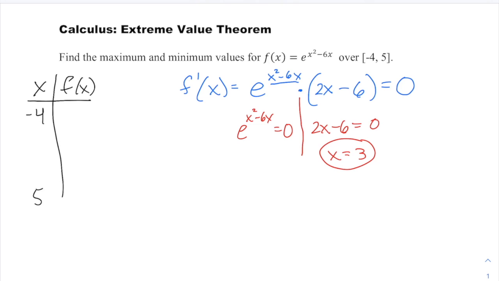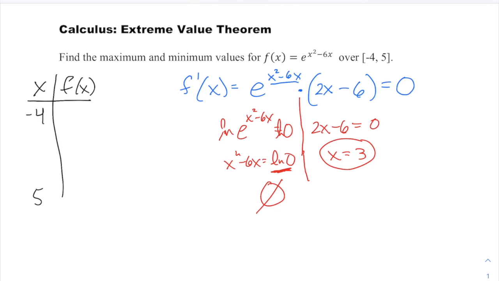And where does e to the x squared minus 6x equal 0? Hopefully you realize that that has no solution. If you don't realize it, then I guess you've got to take the natural log of each side, leaving you with x squared minus 6x equals the ln of 0, but the ln of 0 is undefined, so this yields no solution.